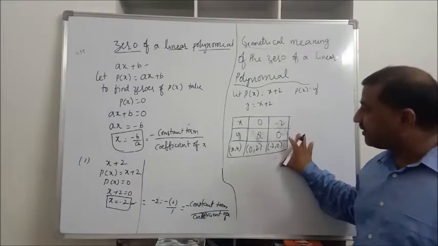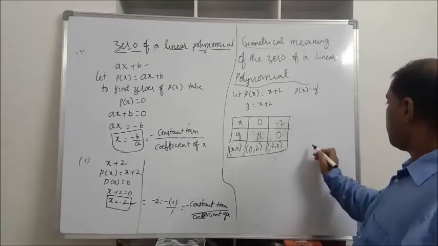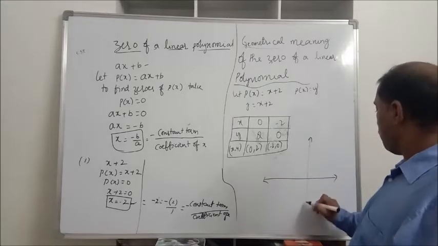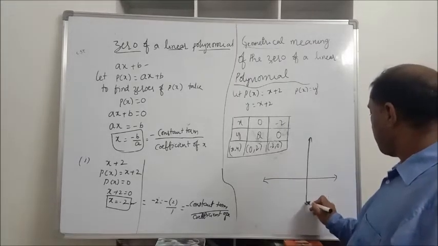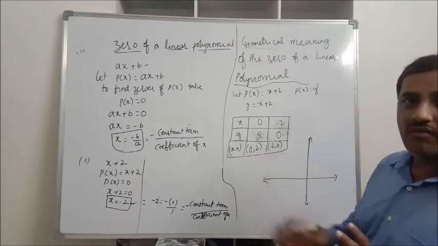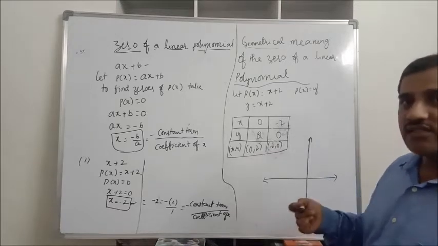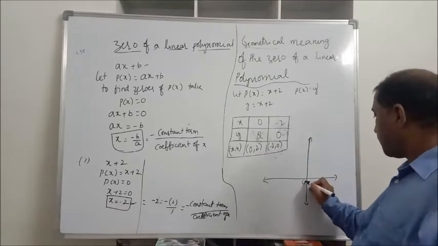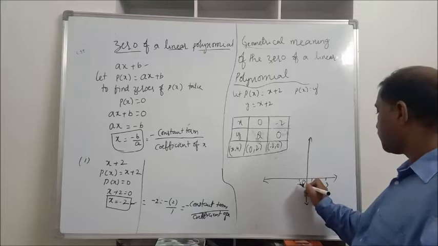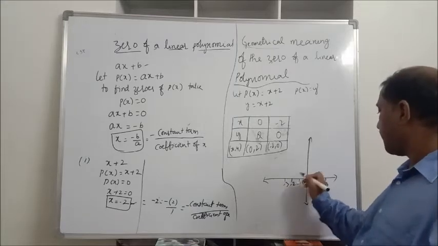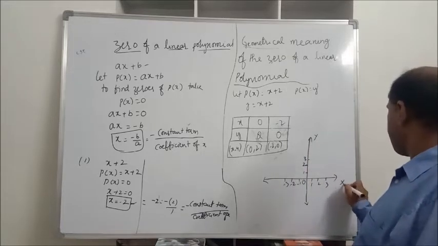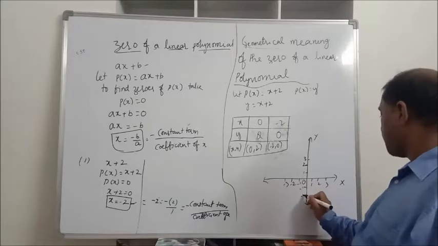Now how to draw the graph of this linear polynomial? Draw 2 coordinate axes, x-axis and y-axis. Take a proper scale. Since the values are small, take the scale as 1 unit equals 1 centimeter. On the x-axis mark 0, 1, 2, 3 and minus 1, minus 2, minus 3. On the y-axis mark 1, 2, 3 and minus 1, minus 2.